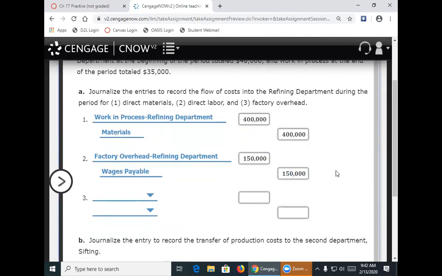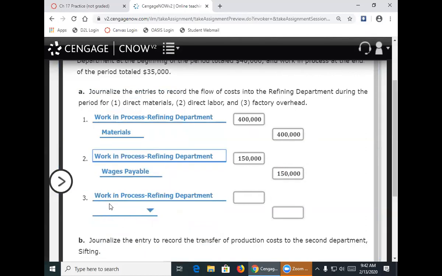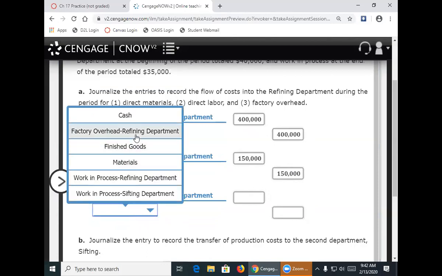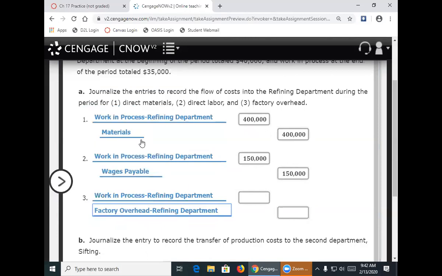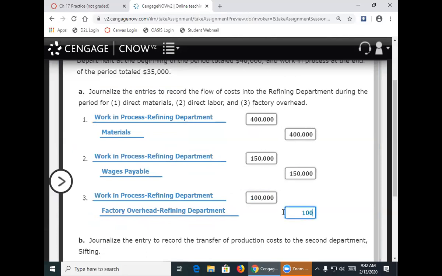And then the third one is dealing with overhead. So again, factory overhead, we debited work in process. I put the wrong one there. Work in process. There we go. A debit work in process refining. And what do I credit? Overhead. Very good. And again, the difference there is we have factory overhead for the refining department. So again, your journal entries are the same. You're just adding specific work in process to it.